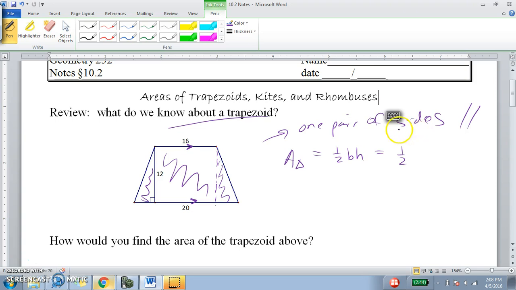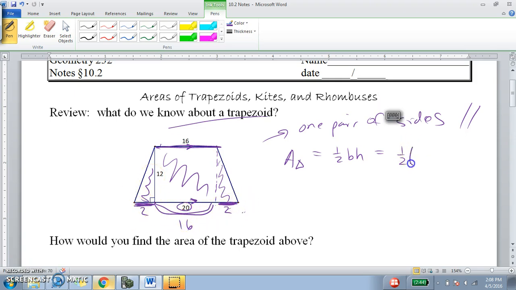So it would be 1/2 times, I need to figure out what this base is, and this base. So if I know that this is 16, this piece right here, then this piece from here to here has to be 16. If this whole thing that it tells me right here is 20, then there's 4 left over after I take away this chunk of 16. So if I split that evenly between these two sides, each of these sides would be 2. So 2 plus 16 plus 2 adds up to the whole thing, which is 20.